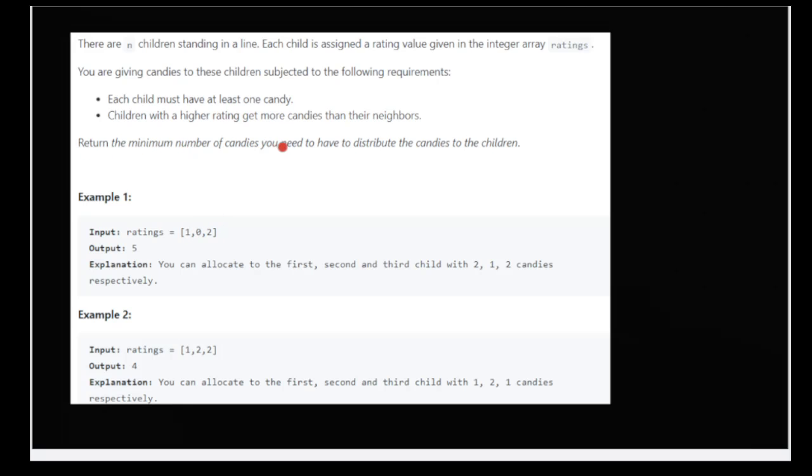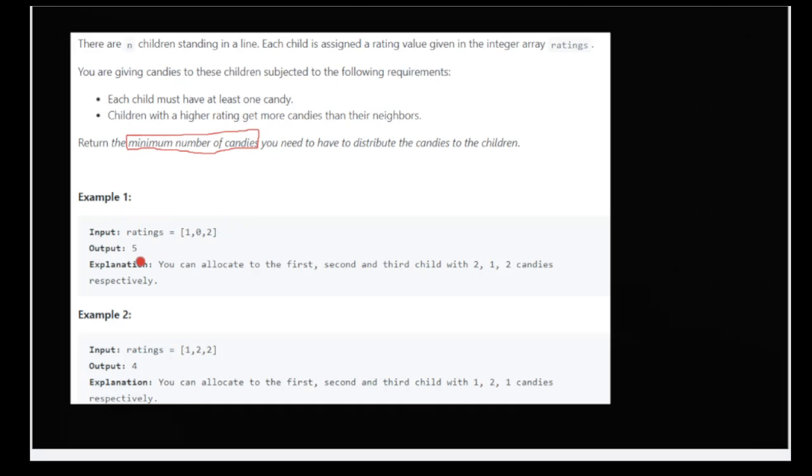Return the minimum number of candies you need to distribute to the children. So you need to find the minimum, so you have to minimize. In a greedy approach we use two to three things. So here what we need to minimize is the number of candies.